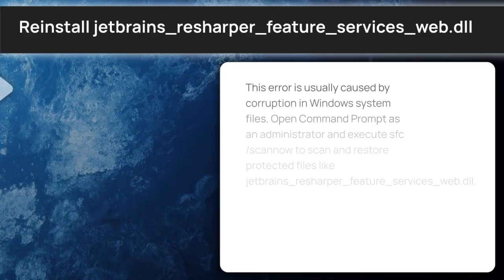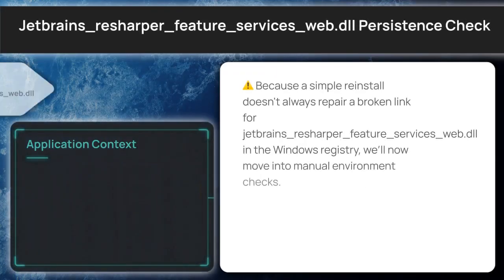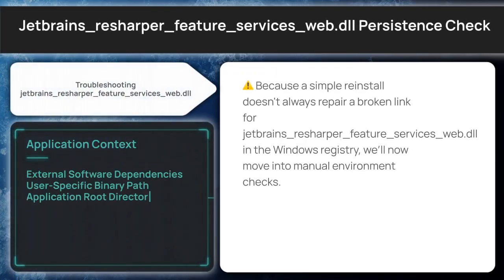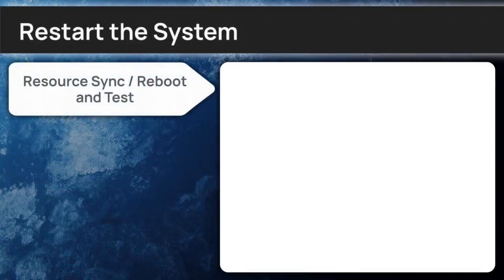This error is usually caused by corruption in Windows system files. Open Command Prompt as an administrator and execute sfc /scannow to scan and restore protected files like JetBrains ReSharper Feature Services Web DLL. When the primary installation path fails, a more surgical approach to checking your system's environmental variables is required. A quick reboot can determine if the error is transient.